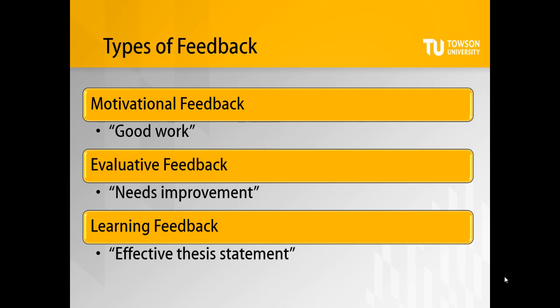There are several different types of feedback, including motivational feedback, evaluative feedback, and learning feedback. Motivational feedback and evaluative feedback aren't particularly helpful for learning. Learning feedback is the type that is necessary for learning. It explains why certain work is good and provides suggestions for improvement. It provides guidance and engages students in their learning.